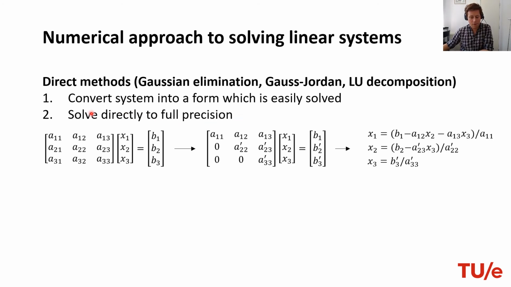Now, how does this look? Well, we start from a dense linear system here on the left. We work our way towards a system which is more easily solved. For instance, this one, an upper triangular system, by using these row reduction operations. And then we can solve this upper triangular system using back substitution.